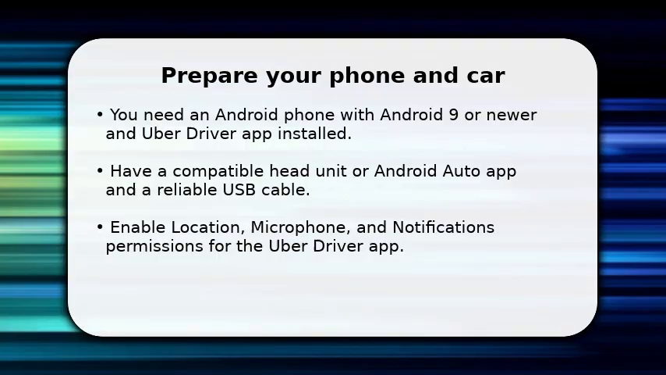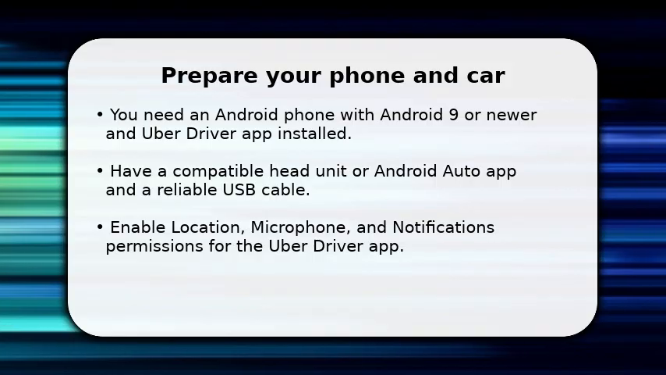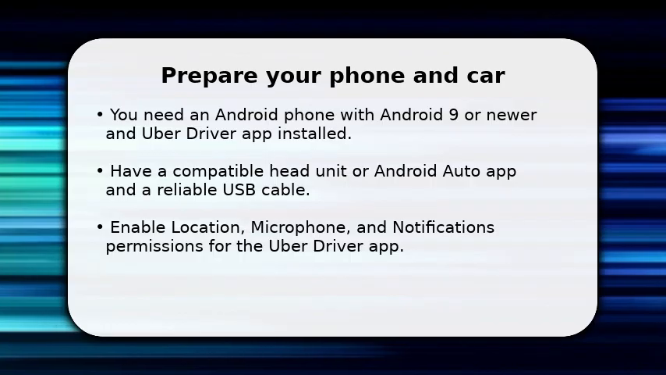Start by preparing your phone and car for Android Auto use. You need an Android phone with Android 9 or newer and the Uber Driver app installed. Confirm your car stereo supports Android Auto or that you can use the Android Auto mobile app. Use a high-quality USB cable or set up wireless Android Auto if your car supports it.